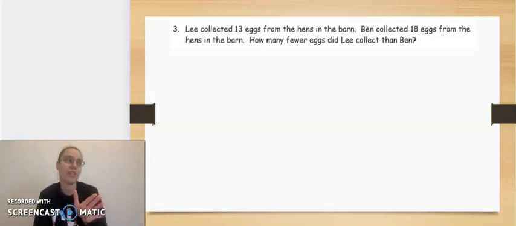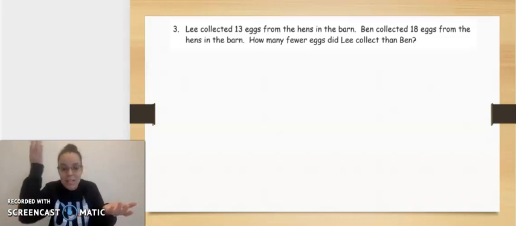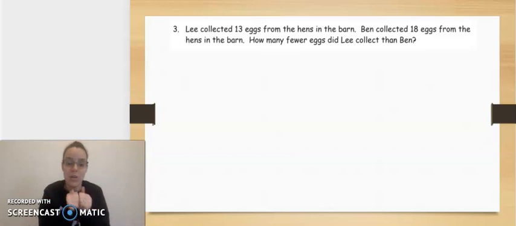This sounds tricky, but how many fewer and how many more? You have to do the same thing because if Ben has more, that means Lee just automatically has fewer. So you don't have to do anything different. You still need to just do the same exact steps. Okay? You guys got it. Show your work. I'm going to go over it in about 2 minutes.